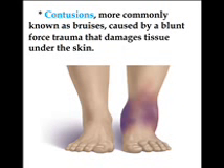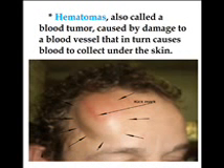Closed wounds. Closed wounds have fewer categories, but are just as dangerous as open wounds. The types of closed wounds are contusions, more commonly known as bruises, caused by a blunt force trauma that damages tissue under the skin. Hematomas, also called a blood tumor, caused by damage to a blood vessel that in turn causes blood to collect under the skin.